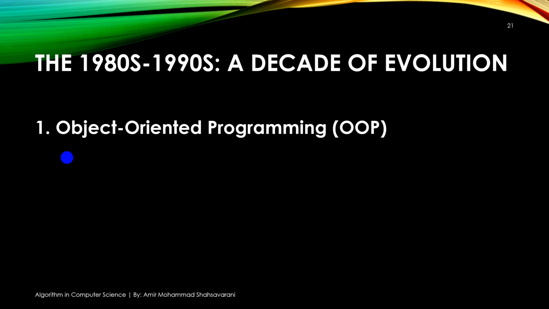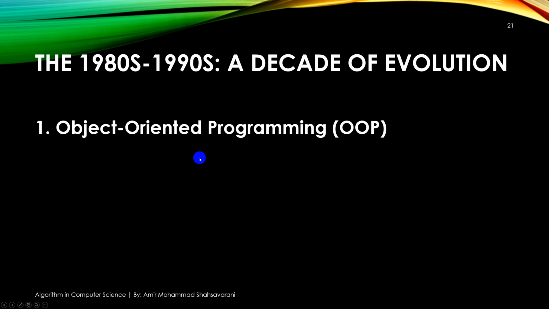And nowadays, most languages have incorporated these concepts. You can see, for example, that C Sharp is a mixture of Java, Visual Basic, and C++, and has object-oriented programming, as do many other languages.